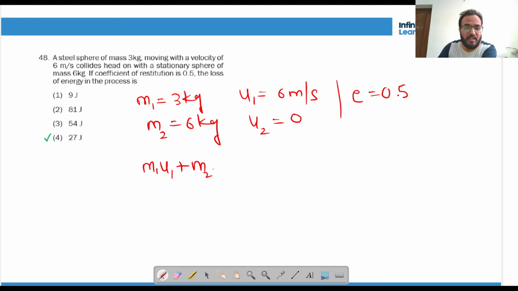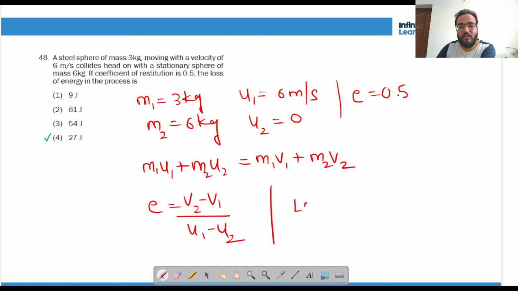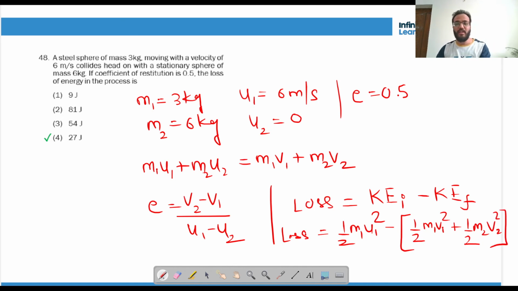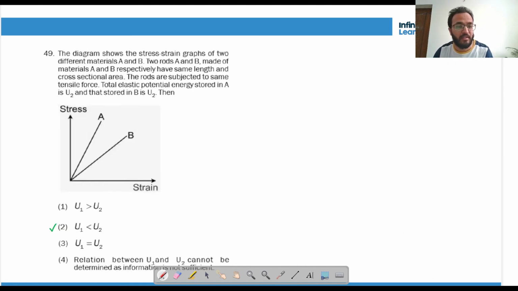Okay, use these equations. M1 U1 plus M2 U2 is equal to M1 V1 plus M2 V2, and then you can say E is equal to V2 minus V1 upon U1 minus U2. Then what is loss? Loss is equal to initial kinetic energy minus final kinetic energy. What is initial kinetic energy? Half m1 u1 square, minus the final kinetic energy, half m1 v1 square plus half m2 v2 square. Got it? Putting the values, definitely you will get the right answer.